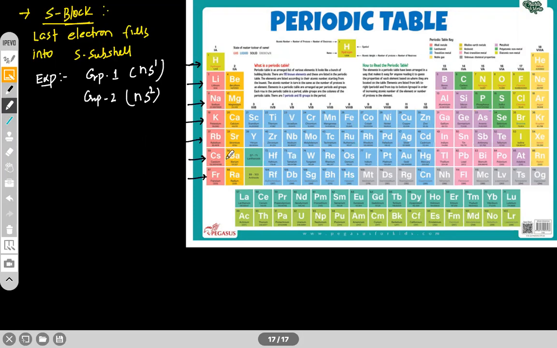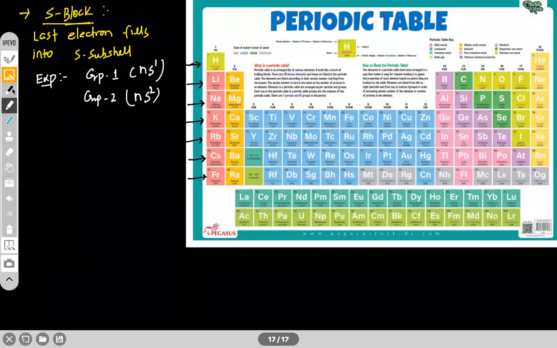For barium, if you write the outermost electronic configuration, barium belongs to the sixth period: 1, 2, 3, 4, 5, 6. So its outermost electronic configuration is 6s2. Cesium belongs to the sixth period and first group, so its outermost electronic configuration is 6s1. Francium is 7s1. Radium is 7s2 because it is in the second group. So S block elements are these two groups.